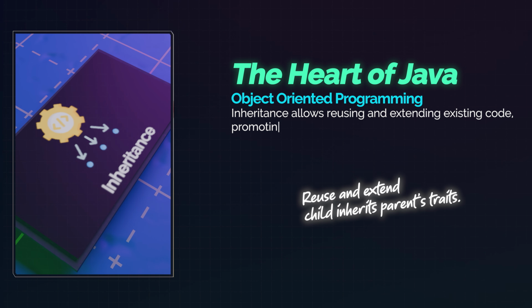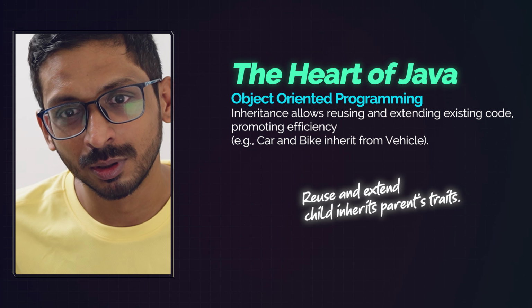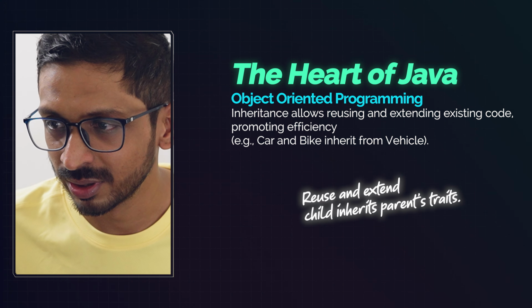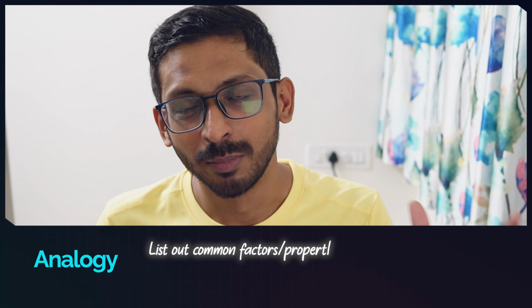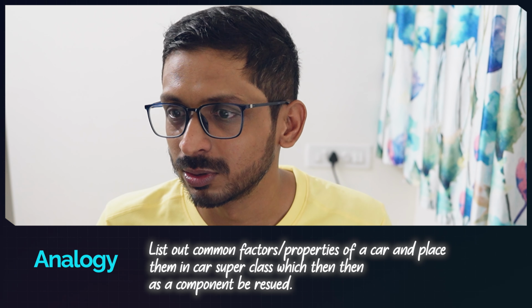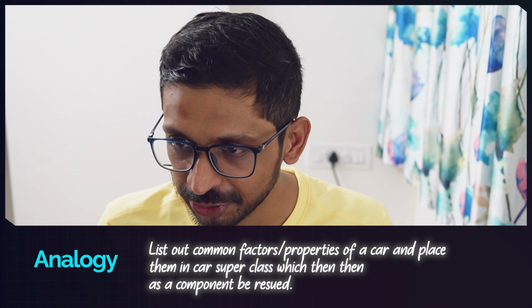For example, both car and bike are actually vehicles, that is the superclass. The classes like car and bike can inherit from this superclass. You don't have to write common code for bike and car. You just place it in the superclass and it can be reused. So that's how it shares the behavior and it reduces the overall code duplication.